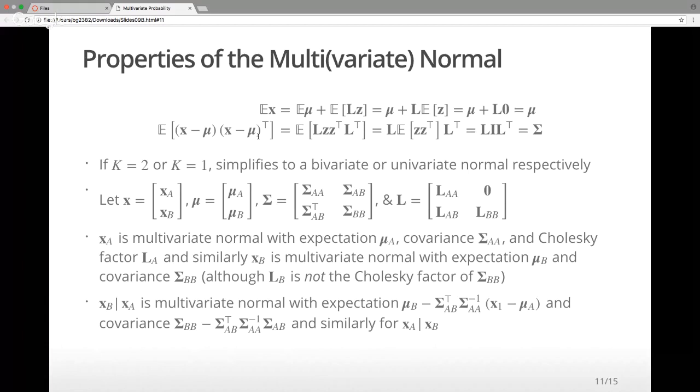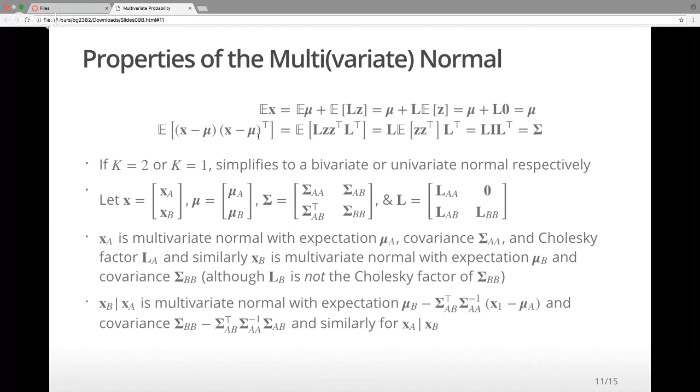Similarly for XB, it's going to be multivariate normal with expectation mu B and variance covariance matrix sigma BB, although LBB is not the Cholesky factor of sigma BB exactly, but still XB is marginally multivariate normal itself with expectation mu B and variance covariance matrix sigma BB.